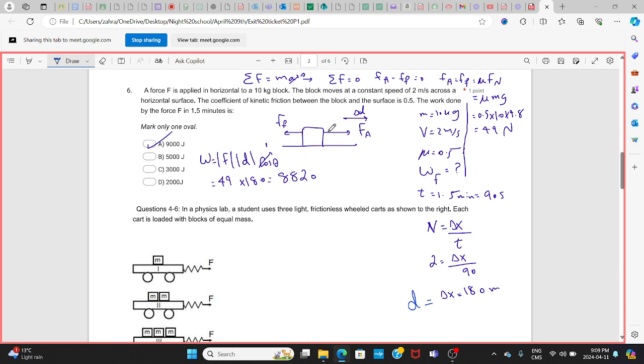Since the force applied is forward, and displacement is also forward, the angle between displacement and force applied is 0, so cosine of 0 is going to be 1. Just need to multiply these two numbers and that would be in joules. All right.